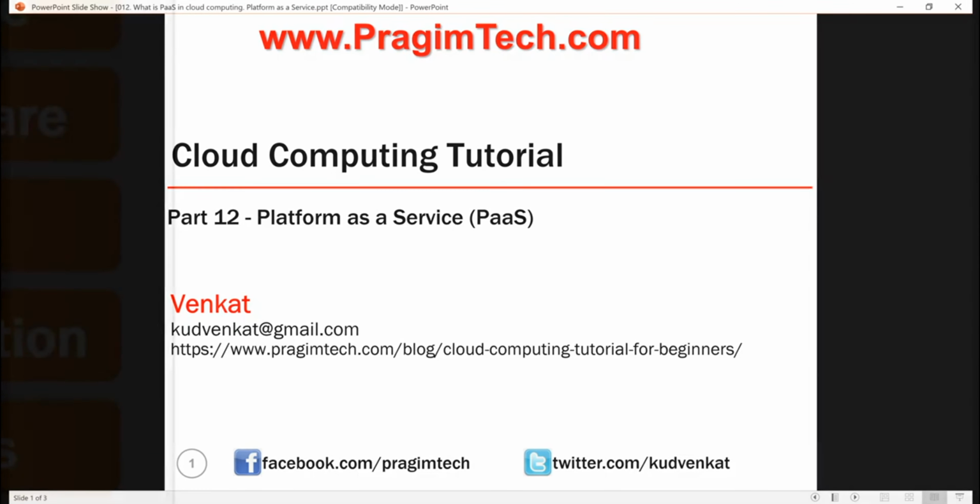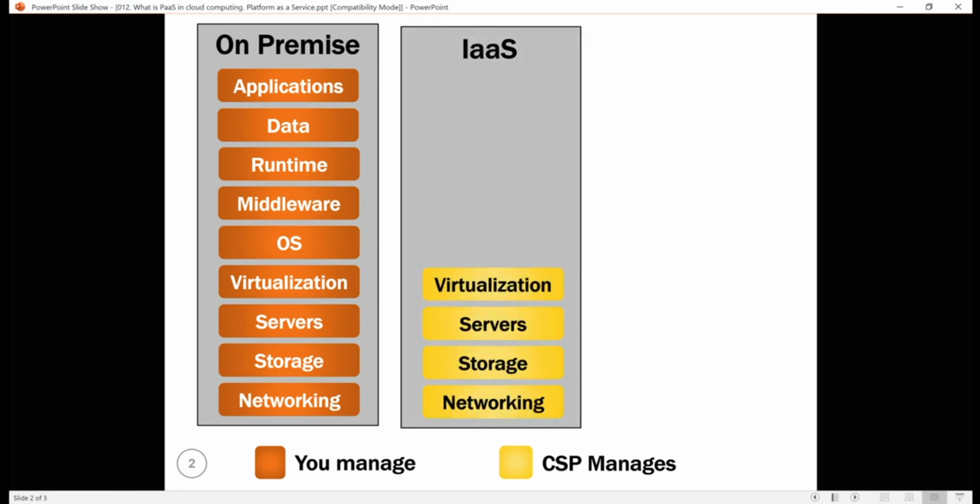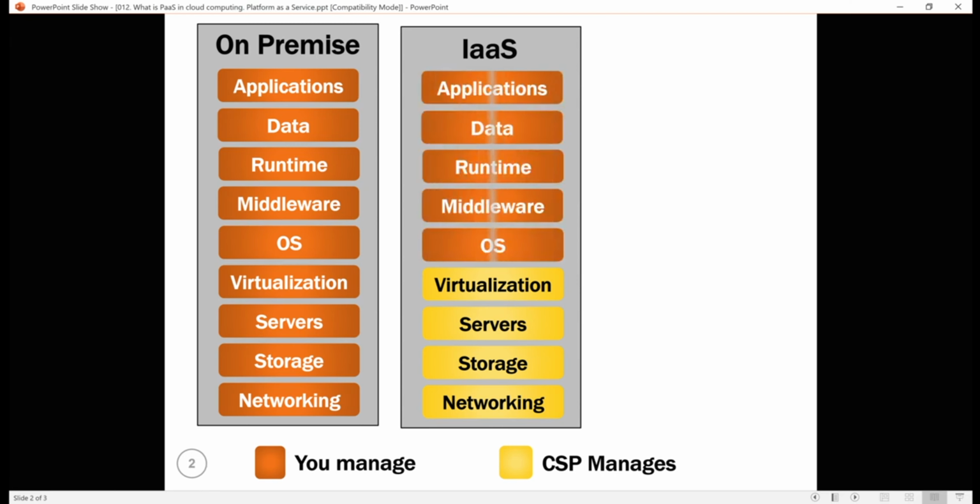benefits it provides. Now, if you watched our previous video, what is infrastructure as a service, then understanding what is platform as a service is very easy. It boils down to what we, that is our organization, manages versus what the cloud service provider manages. With the infrastructure as a service, the cloud service provider manages the infrastructure, that is networking, servers, storage, and virtualization. We manage everything else, that is the operating system, middleware, runtime, data, and applications.